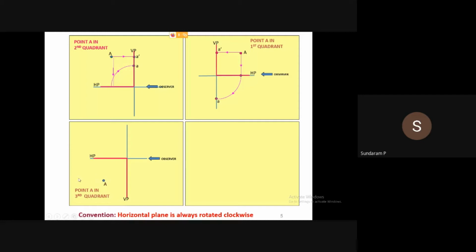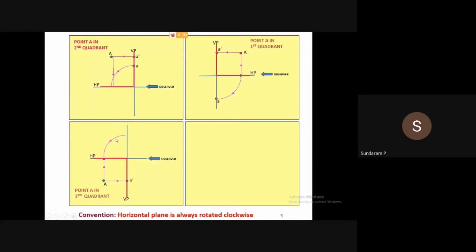Now you can see that when the observer looks at the front view, we get the view on the vertical plane as the front view. See here, we get the front view in the first quadrant above the xy line, above the ground. Here we get the front view below the xy line, or below the ground. Similarly, here we look at the top view through the bottom, and we obtain it on the ground. So we are rotating 90 degrees.